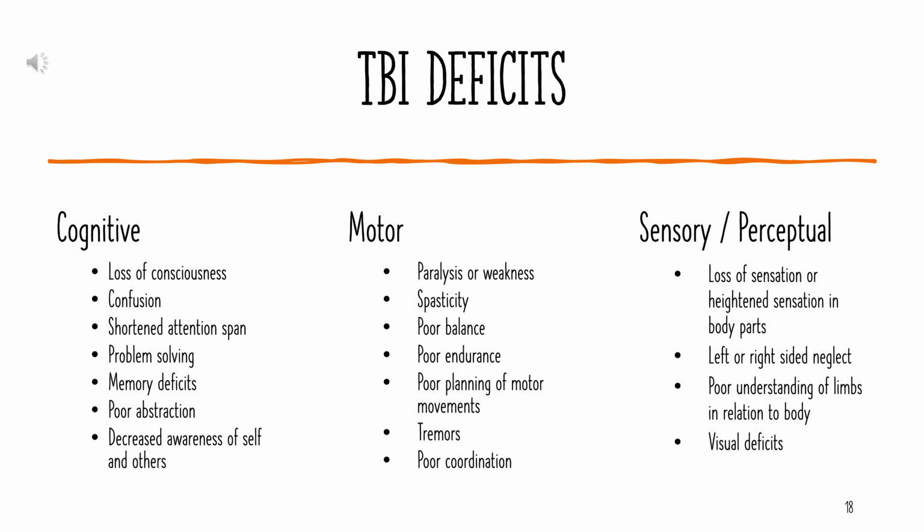Finally, there are sensory and perceptual deficits, which can include a loss of sensation or heightened sensation in body parts, left or right-sided neglect, which is, of course, the major topic of this presentation, a poor understanding of limbs in relation to the body, going back to that body schema, and proprioception again, and visual deficits.